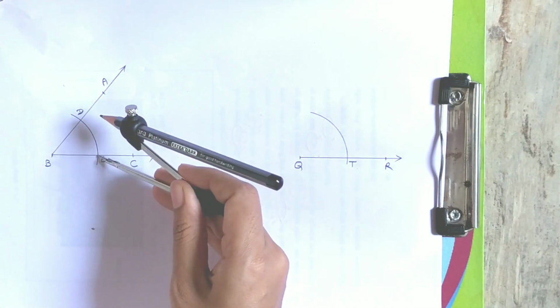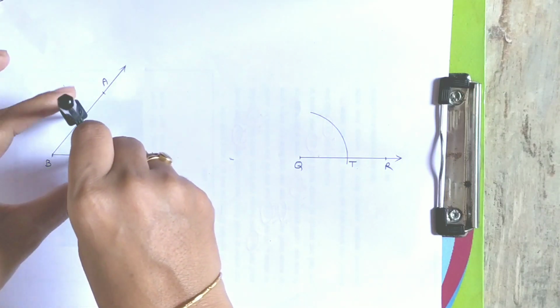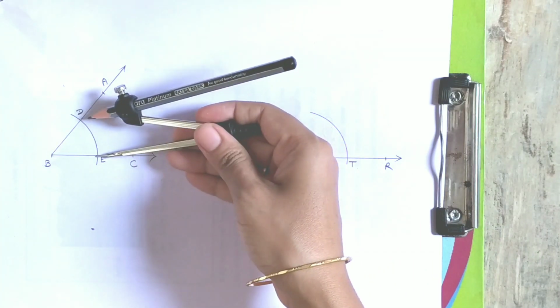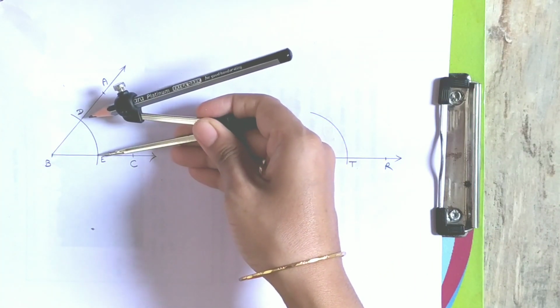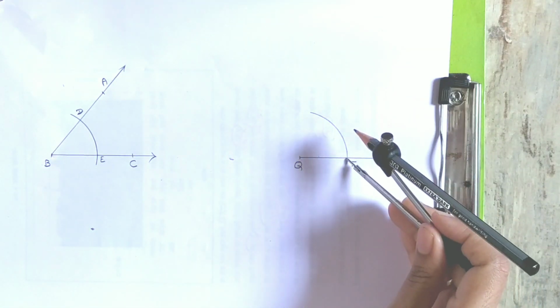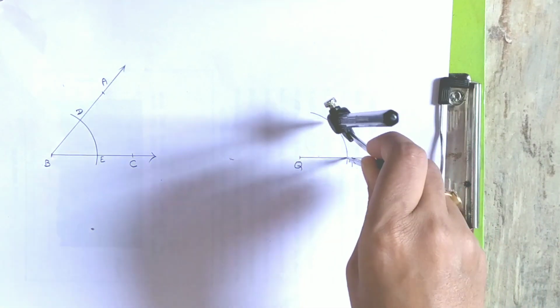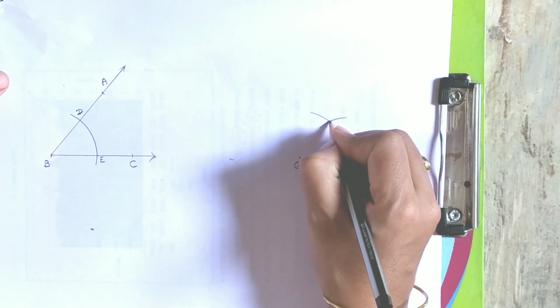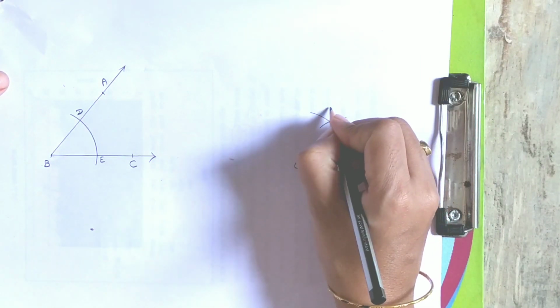Now place the point of the compass at point E and open the compass to a distance equal to DE. Now place the compass point on point T. Using the distance equal to DE, draw an arc to cut the previous arc at S. Draw the ray QS.